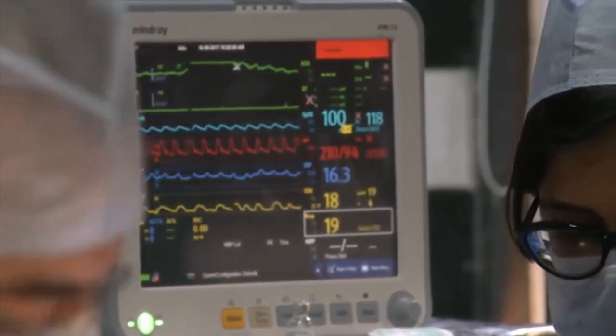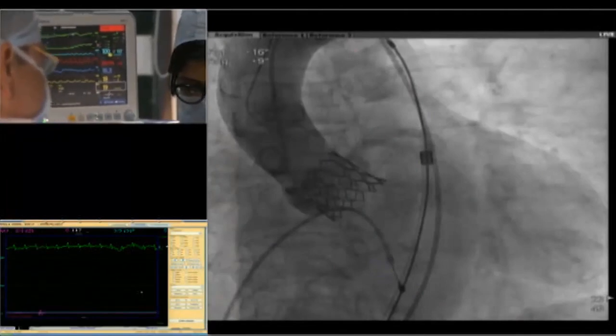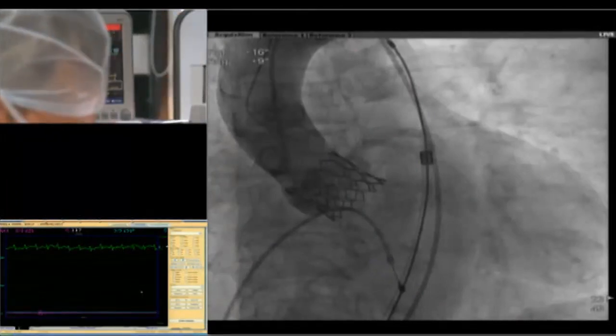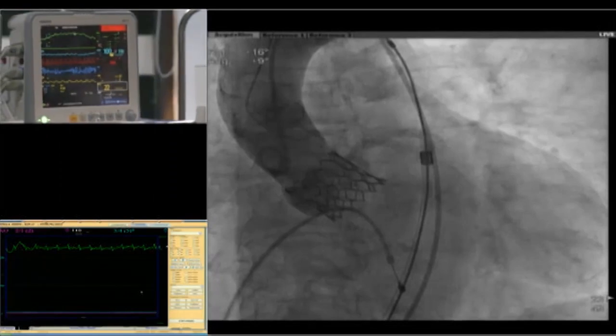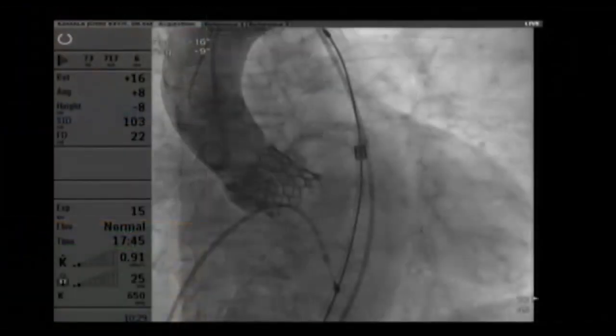Let us focus on the fluoro. Can somebody play the previous picture? Let's get the blood pressure down. Let's give protamine. So we need to probably go from the other side and maybe put a covered stent. Yeah, I think you're right. This is going to be a challenge until we have a 14 French.